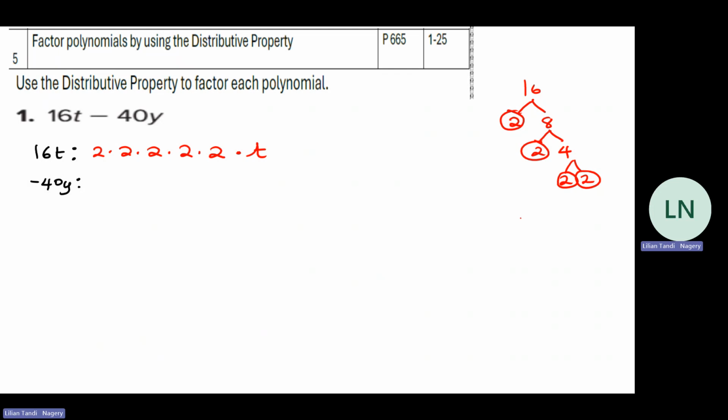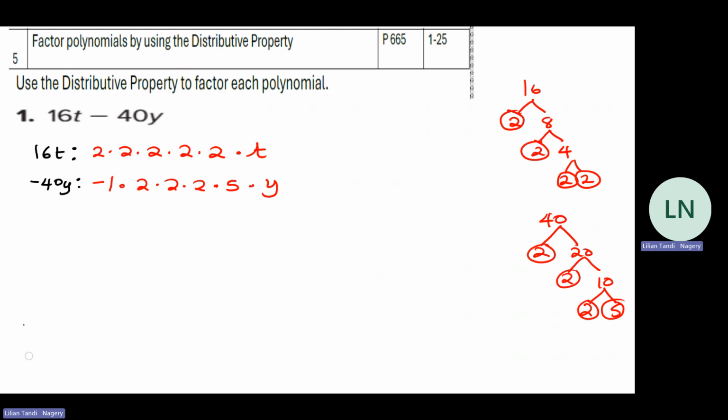Okay. Let's break down 40. 2 times 20. Break down 20. 2 times 10. Break down 10 because it's not a prime number. 2 times 5. So 2 times 2 times 2 times 5. Wait, this is negative 40, so you have to start with negative 1 first. Then 2 times 2 times 2 times 5 times y.